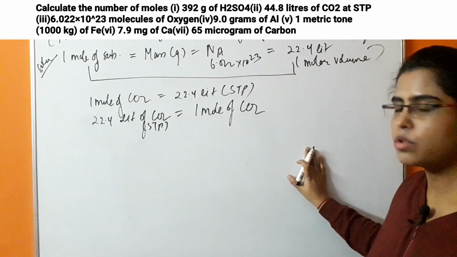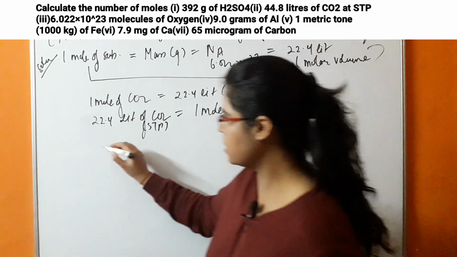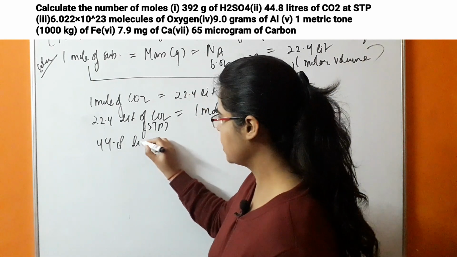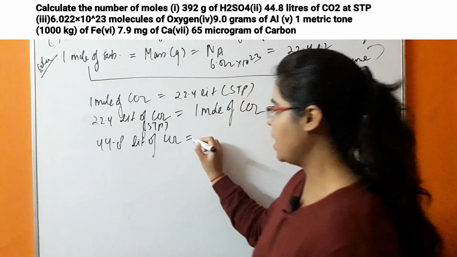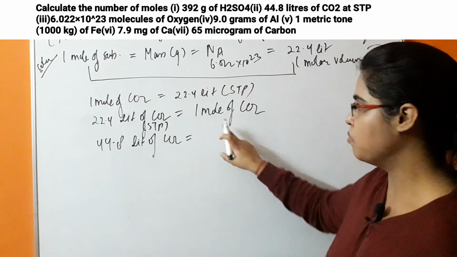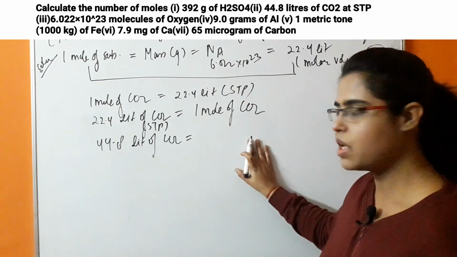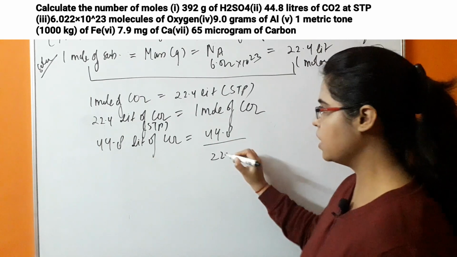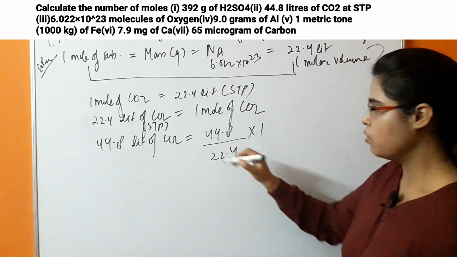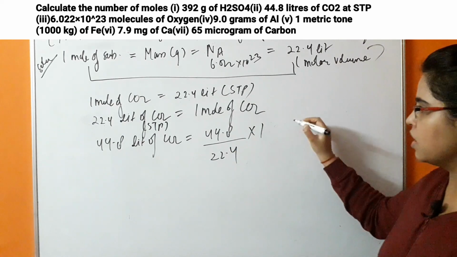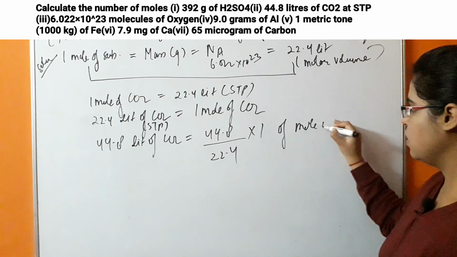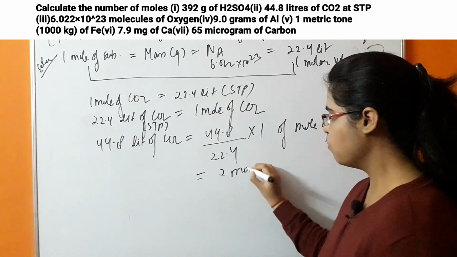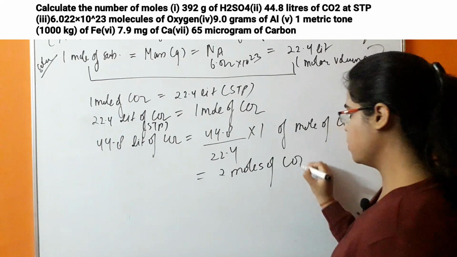So we have to find out the moles in 44.8 liters. So 44.8 liters of CO2 at STP will have a certain number of moles. The unitary method will be applied: 44.8 divided by 22.4 into 1. The number of moles of CO2 obtained is 2 moles of CO2.